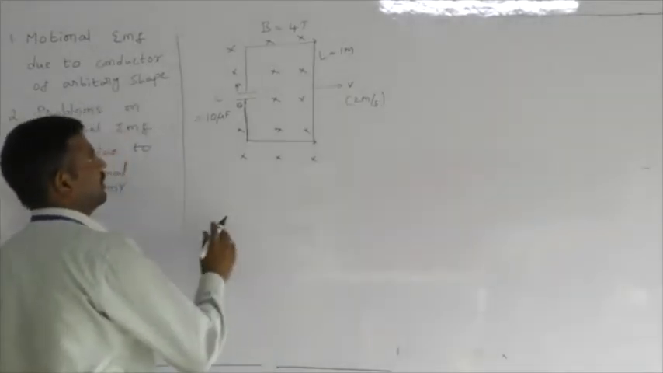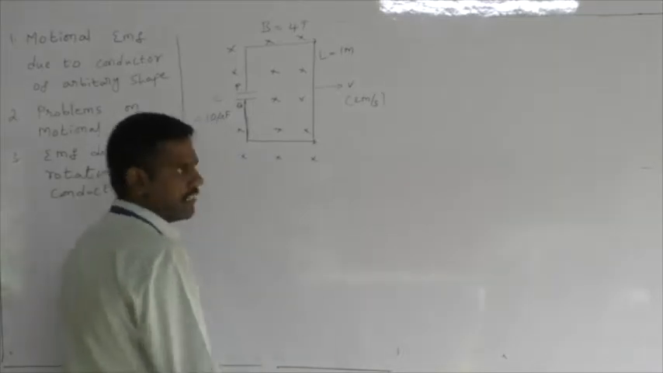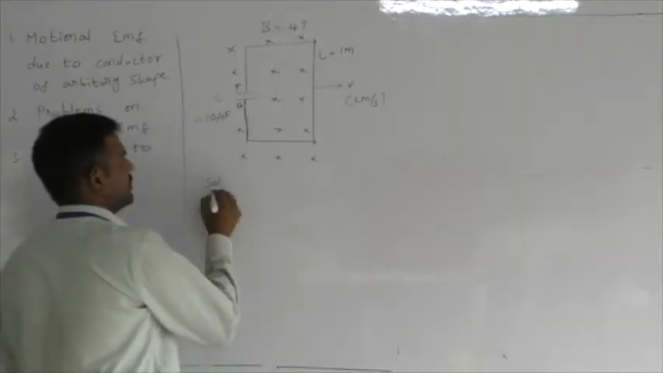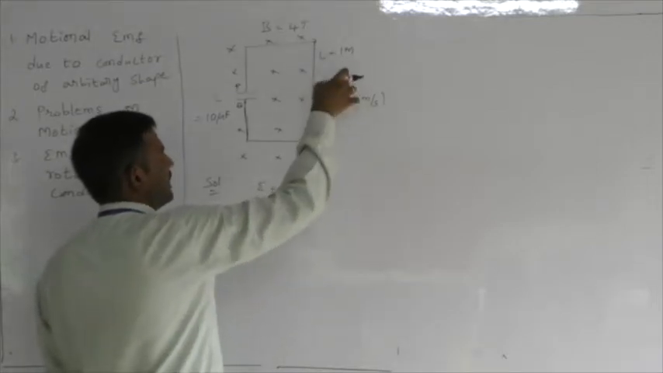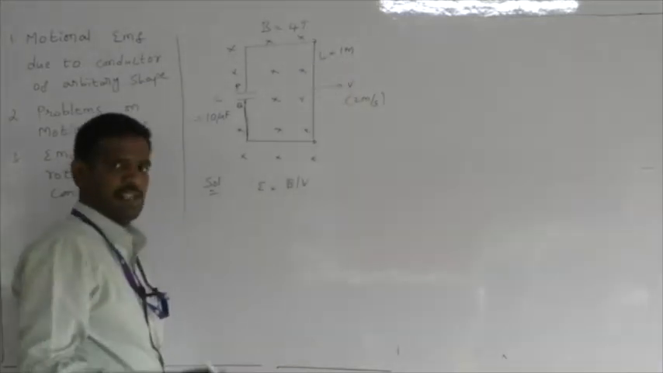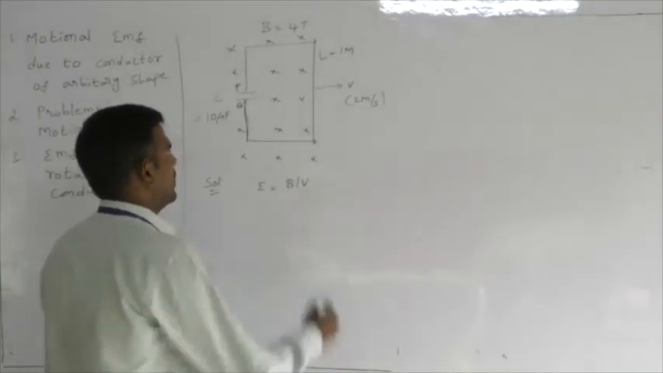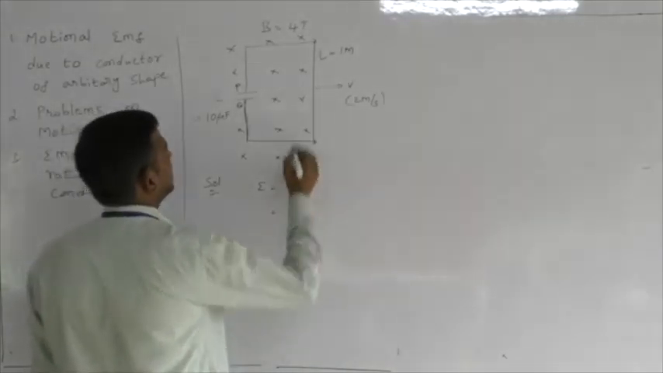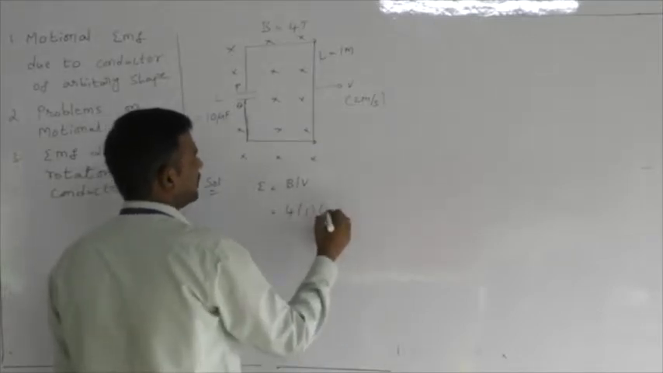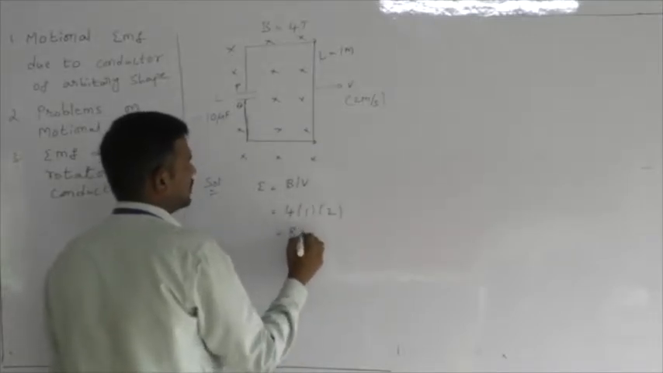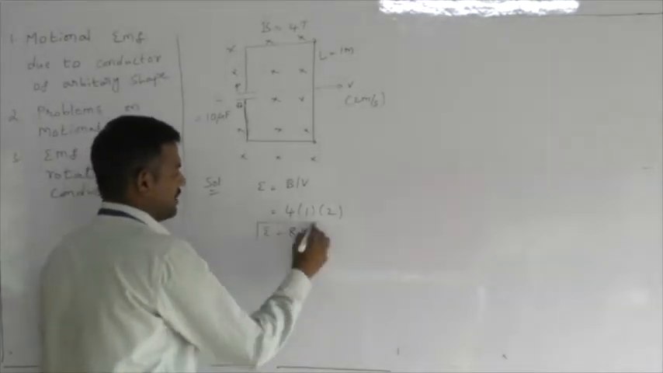Well, let us start now. Since this conductor is moving with a velocity v, definitely I will have an induced EMF. What is the induced EMF? E equals BLV. Here, length, velocity and magnetic field, all the three parameters are perpendicular to each other. Therefore, I can take this formula BLV. Now, what is the magnitude of magnetic field intensity? 4 Tesla. The length of the conductor is 1 meter. The velocity is 2 meter per second. So, how much? 8 volt. This is the magnitude of induced EMF.